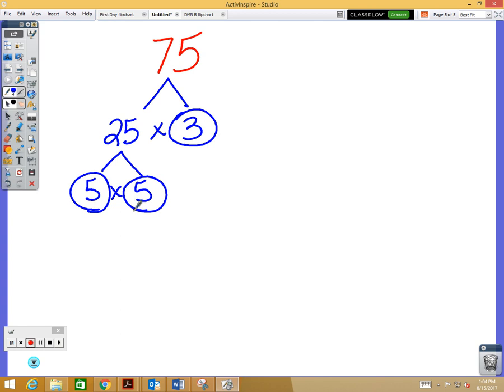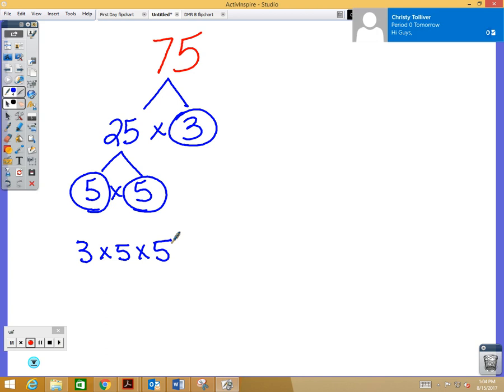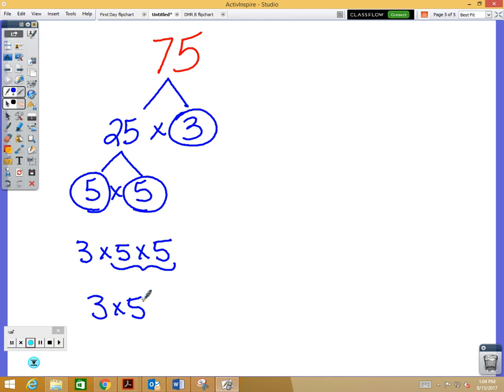So I have 3 numbers circled. That means I have 3 prime numbers that I write least to greatest. 3 times 5 times 5. And now I'm going to write this with an exponent. It's going to be 3 times 5 to the second power.